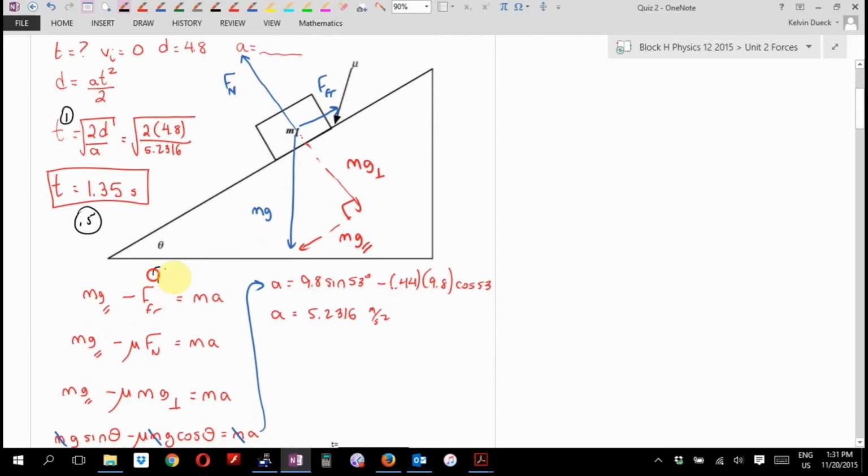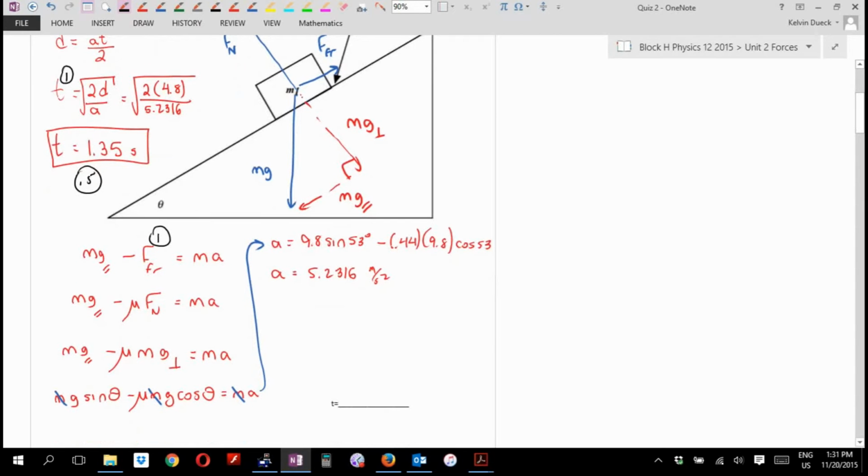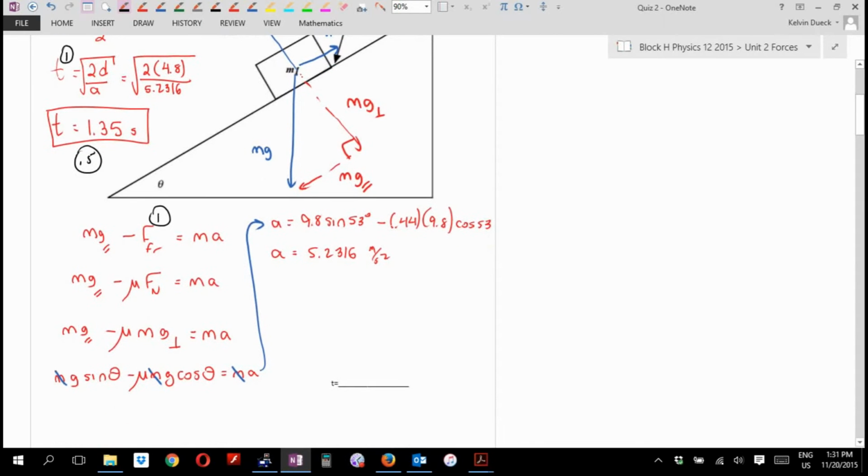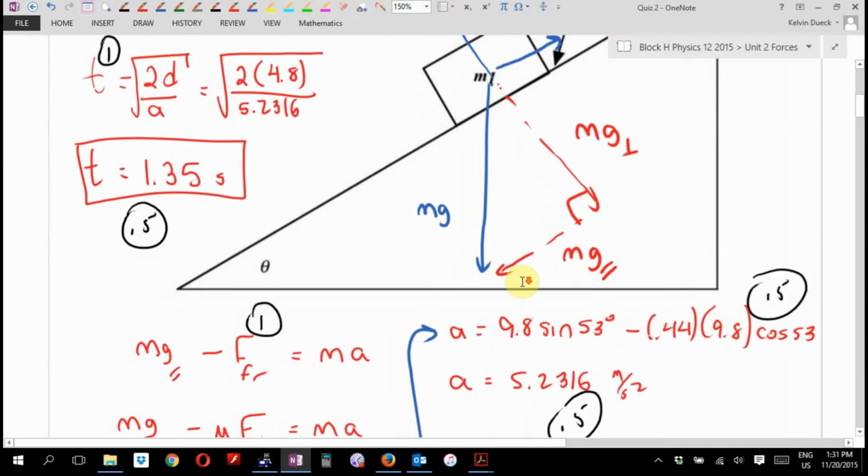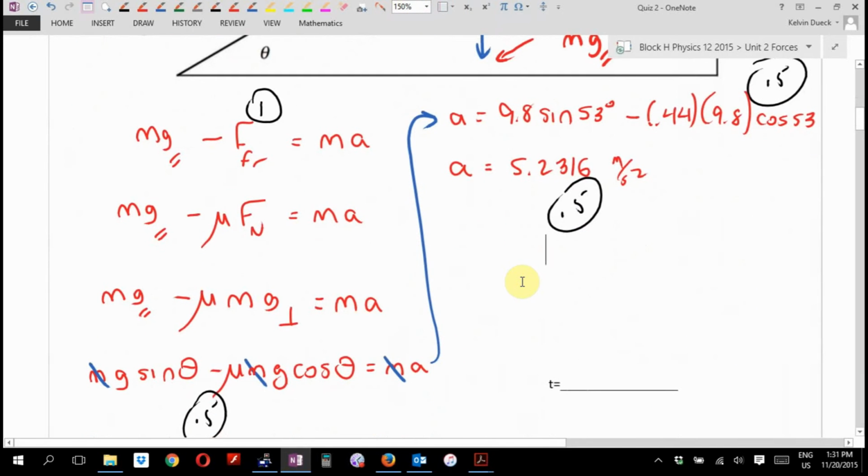I would give you 1 whole mark if I saw mg parallel minus friction equals ma. That's 2.5 marks. I would almost certainly give you a half mark if I saw that, a half mark for that, and a half mark for the answer. Probably something like that, I think. But if you got the right answer, 2 out of 2. If you're not sure, lawyer with me afterwards. Mr. Dewitt. Yeah, Jason. Your acceleration, 5.2316?